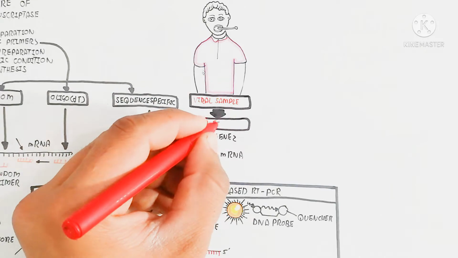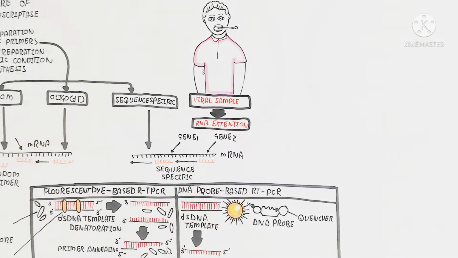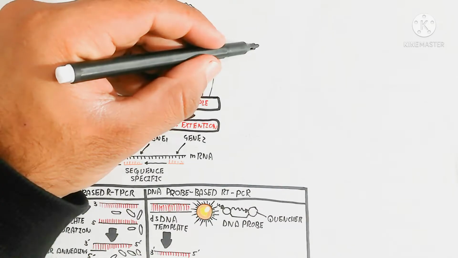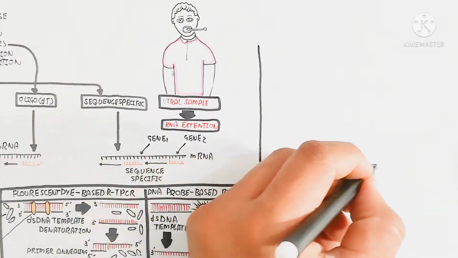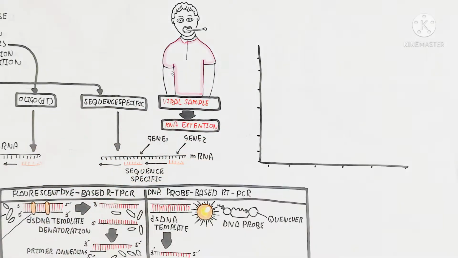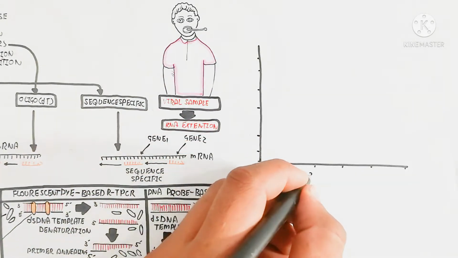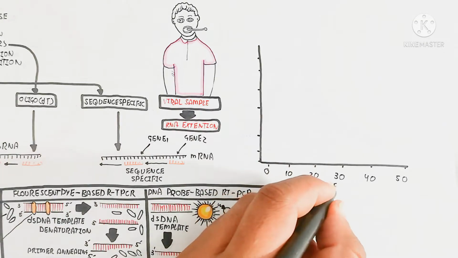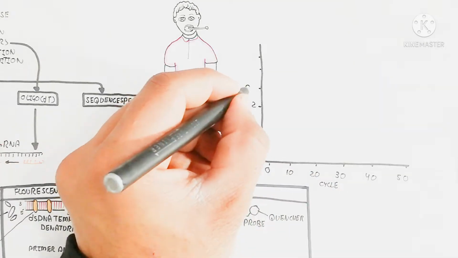So here is a viral infection, for example the coronavirus. We take the virus sample and do RNA extraction. After the extraction, in the same way, reverse transcription occurs to become DNA. That DNA will be complementary DNA.